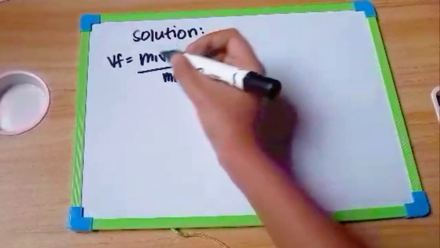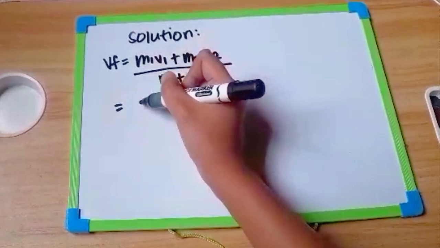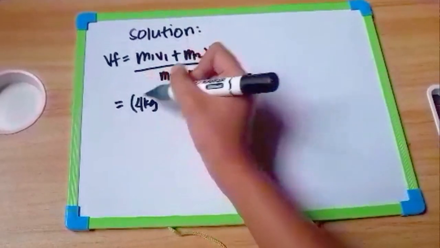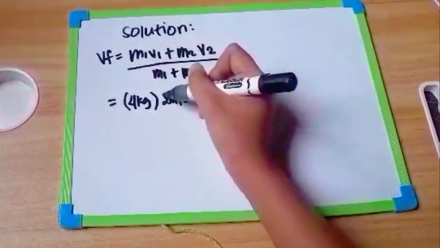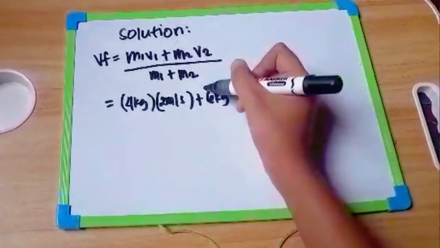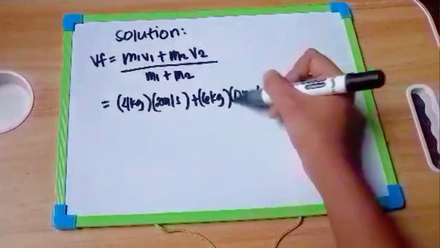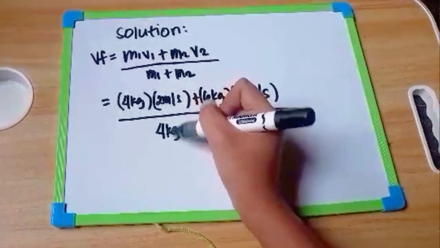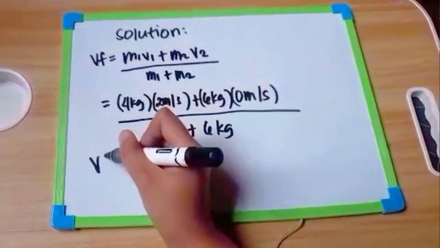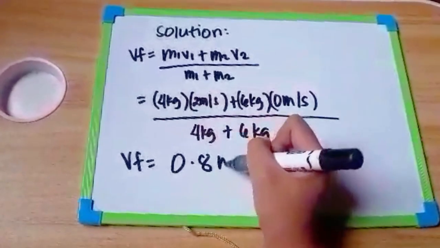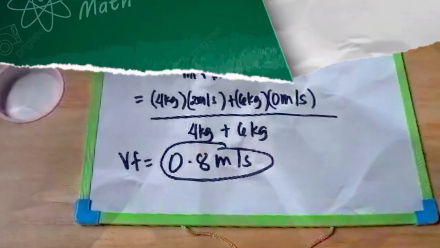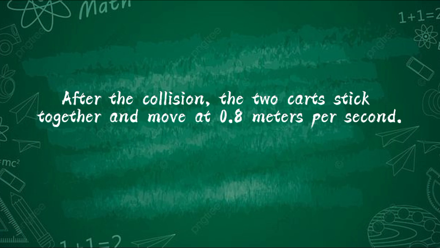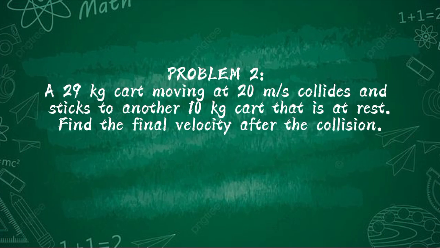So next, we're going to solve our problem. After the collision, the two cars stick together and move at 0.8 meters per second. This is our problem number 2.